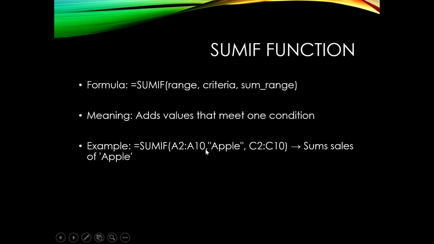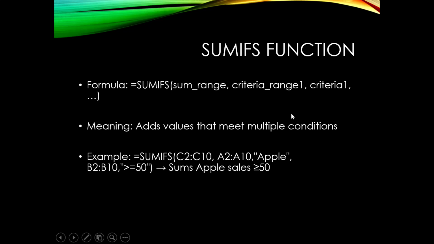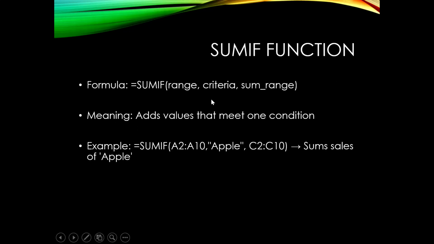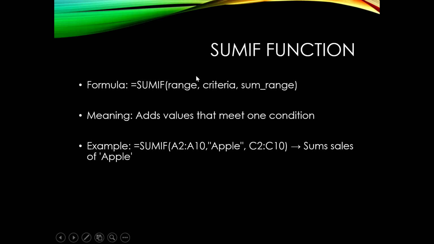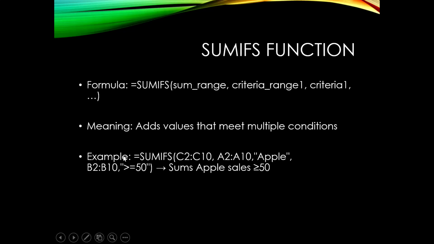An example of SUMIF is range, criteria, and sum range, summing the cells for apple. It is the same for SUMIFS, but in the SUMIFS formula the sum range comes first, whereas in SUMIF the sum range comes last. Did you see, guys? In SUMIFS you are able to provide a number of ranges and criteria, but in SUMIF only one range and one criteria. SUMIFS adds values that meet multiple conditions.